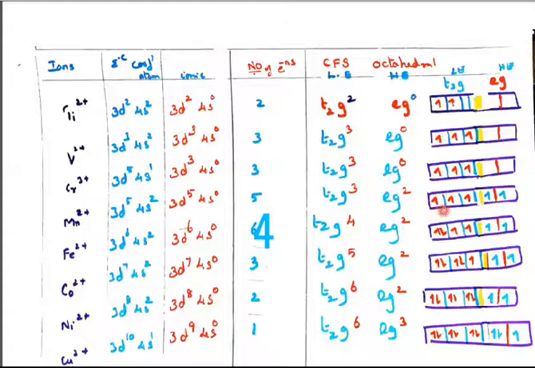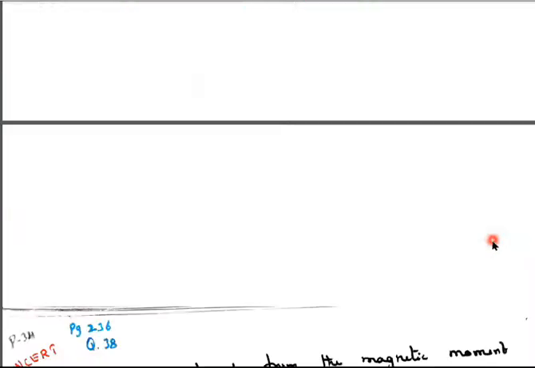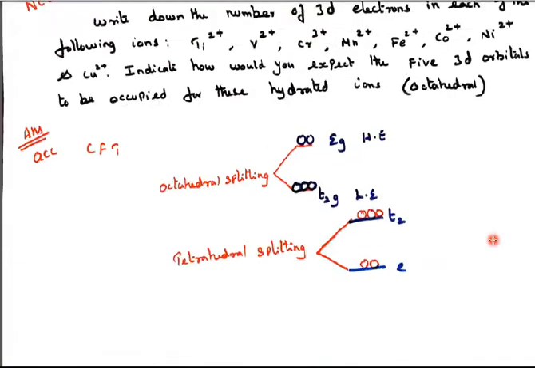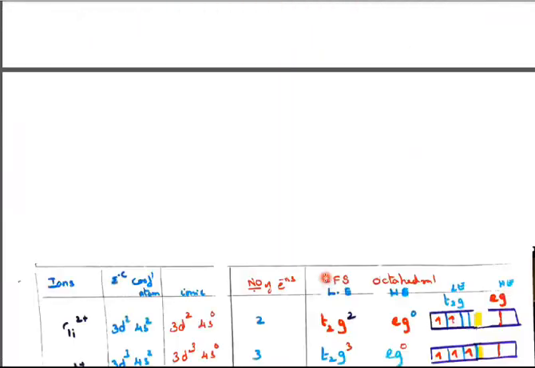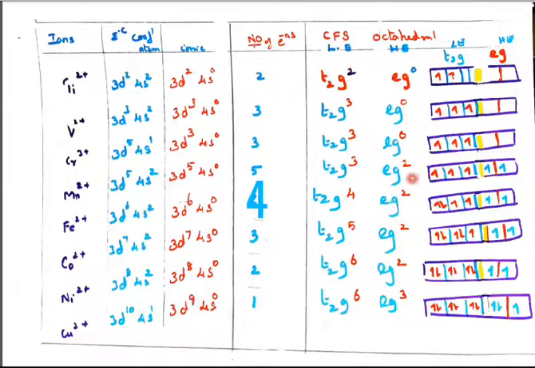Here the unpaired electrons are 5, here 2, here 3, here 2, here 1. So that is the number of unpaired electrons. So what you find out are the answers. They are asking you to identify how you would expect the five 3d orbitals to be occupied in these hydrated ions, by filling the electrons. So you should know the rule of filling the electrons, 1, 1 in each, and then you find out the number of unpaired electrons.